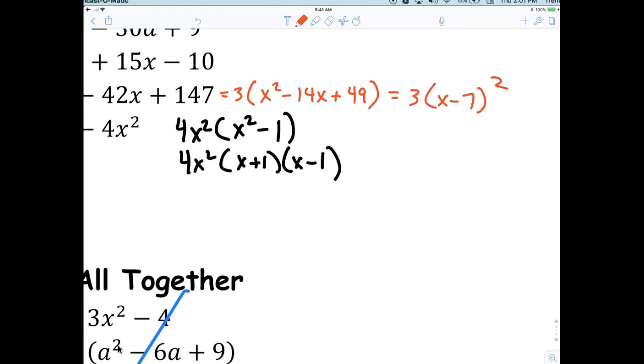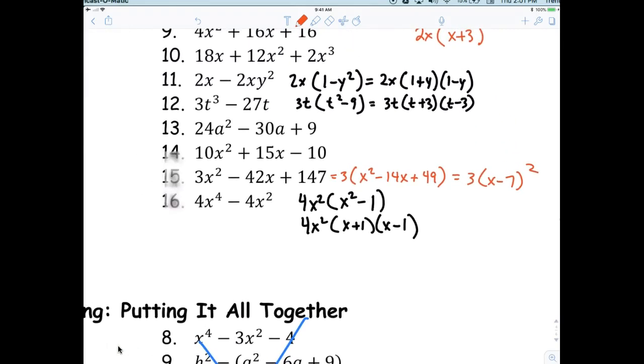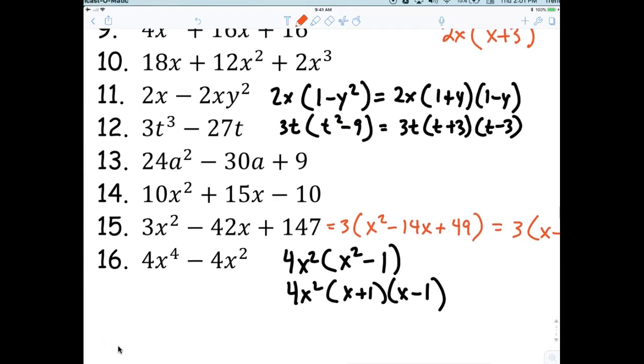Yes, sir. Okay, he'd like me to do 11, so I'm going to go back and try 11. This is actually a very good decision. Take a look at number 11 now. The first thing I want you to notice, Casey, did you pull out a 2x? Very good with that. Now, 1 minus y squared is the difference of squares. You with me on this? So the middle term cancels out. So it's got to be 1 plus y and 1 minus y. Do you agree with that or not?